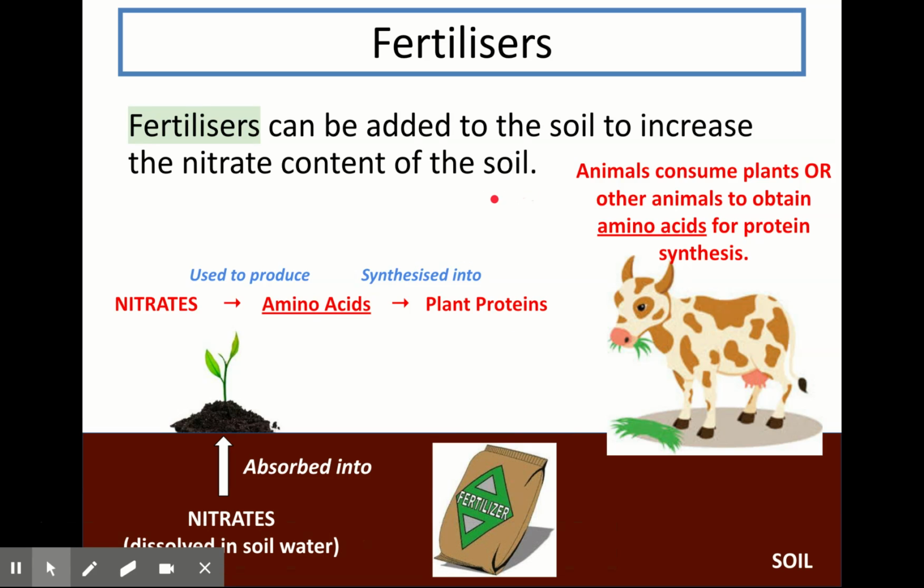So the more fertilizer that's added to the soil, the higher the nitrate content, the more nitrates a plant can take in, which means it can make more amino acids and then synthesize more plant proteins, which will give a higher crop yield.